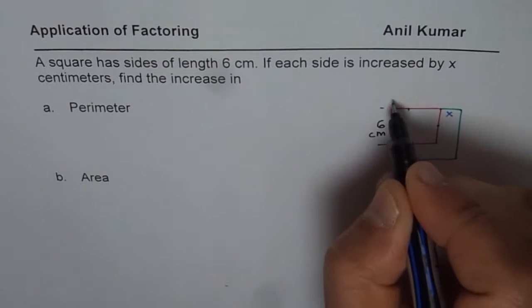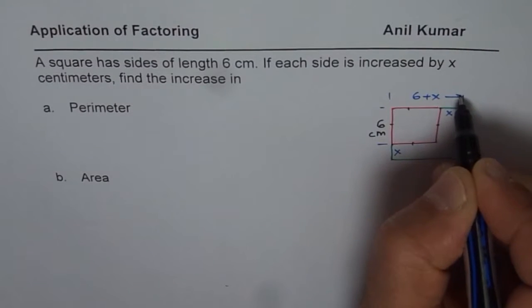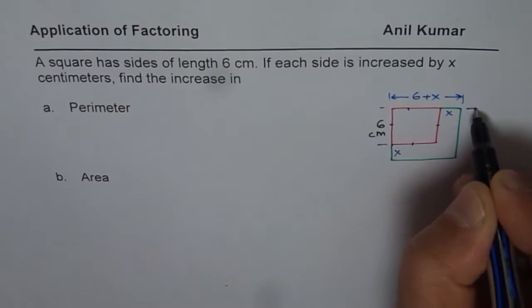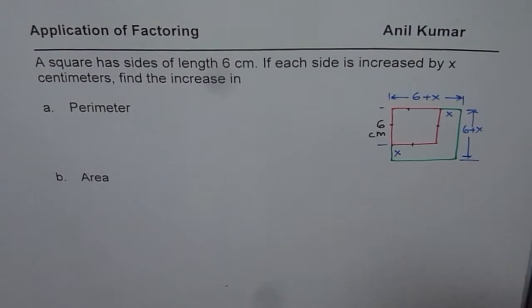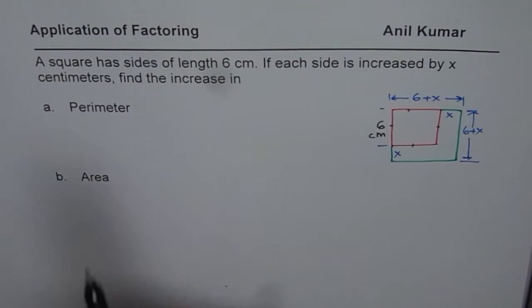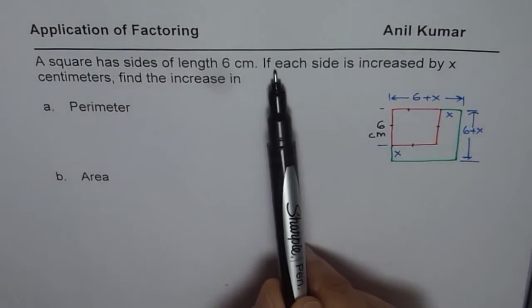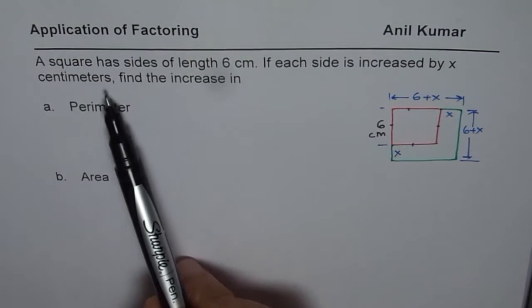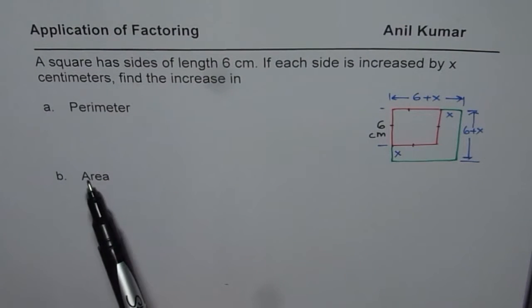So the side length of the square will be 6 plus x, and here also we have 6 plus x. So these are the final dimensions of the square. That diagram will help you to solve this question. You can pause the video, answer, and then look into my suggestions. Let's read the question once again. A square has sides of length 6 centimeters. If each side is increased by x centimeters, find the increase in perimeter and then find the increase in area.